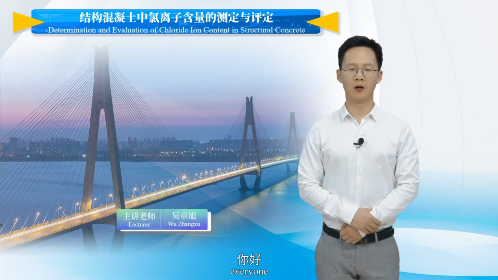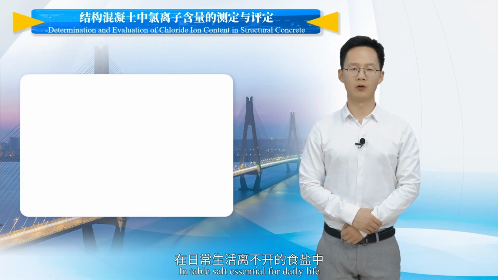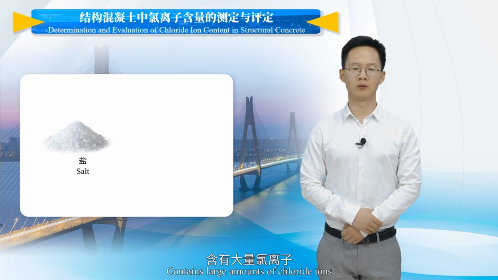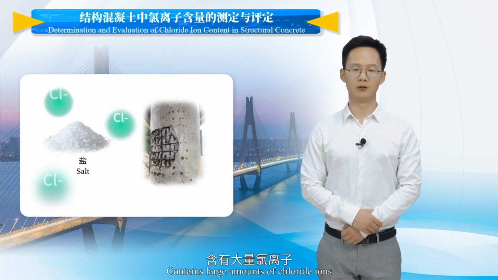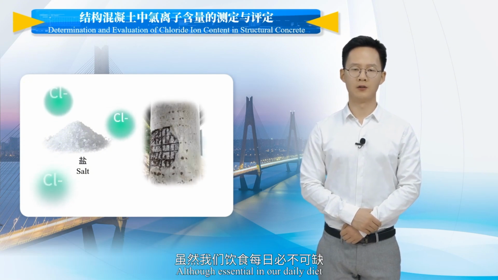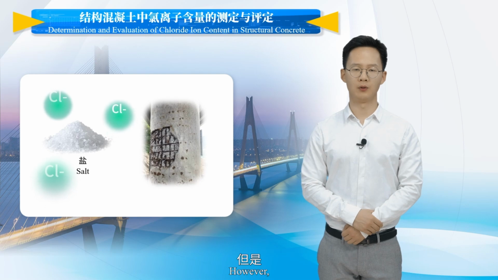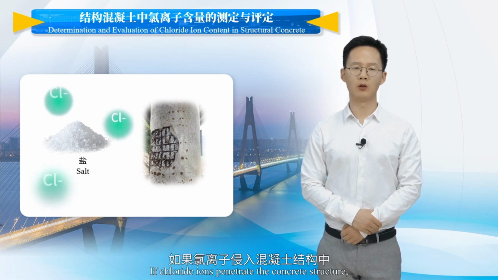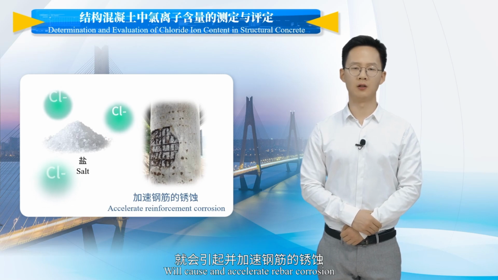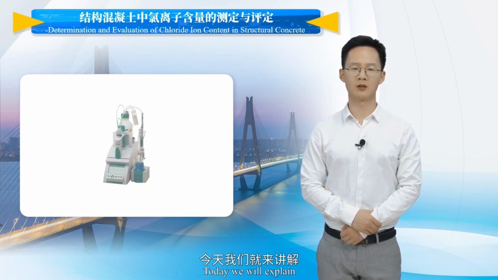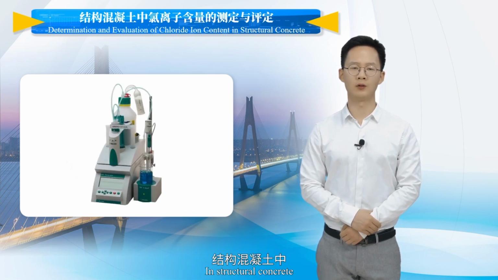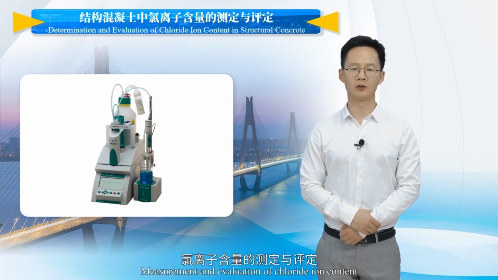Hi, everyone. Table salt, essential for daily life, contains large amounts of chloride ions, which are essential in our daily diet. However, if chloride ions penetrate the concrete structure, they will cause and accelerate rebar corrosion. Today we will explain the measurement and evaluation of chloride ion content in structural concrete.